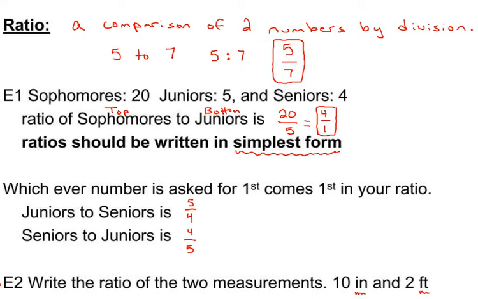So starting off with a ratio. A ratio is going to be a comparison of two numbers by division. You can write that one of three ways. You can write it with the 5 to 7 with the word "to" in the middle between it. You can write it with the colon in between it, which is going to be this one right here where it's 5 to 7.